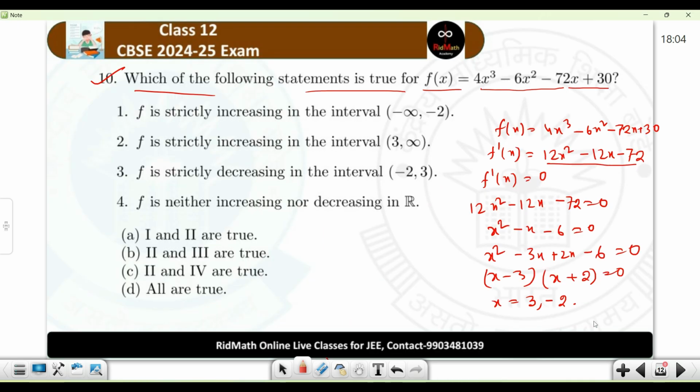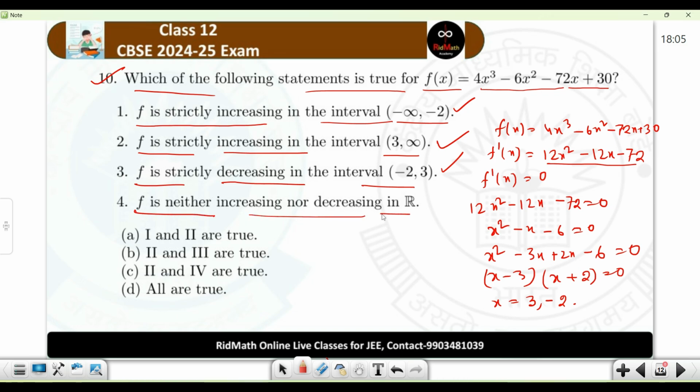So what are the options? f is strictly increasing in the interval minus infinity to -2, it is true. f(x) is strictly increasing in the interval 3 to infinity, it is also true. And f is decreasing in the interval -2 to 3, it is also true. And f is neither increasing nor decreasing in R, this is also true, because first it is increasing, then decreasing, then again increasing. So in the whole interval it is neither increasing nor decreasing. So all four are true. That means option D, all are true. Okay, next problem.